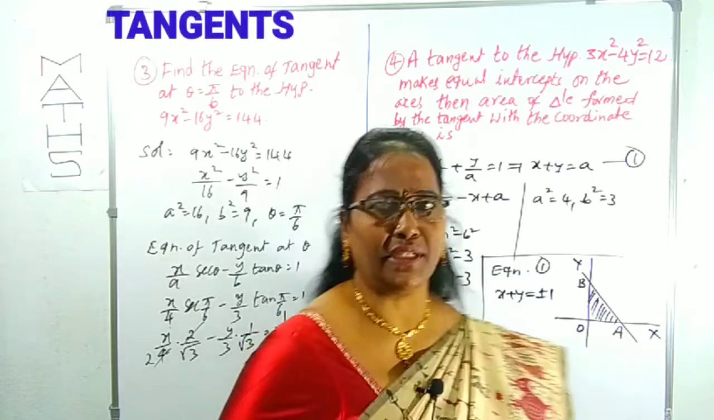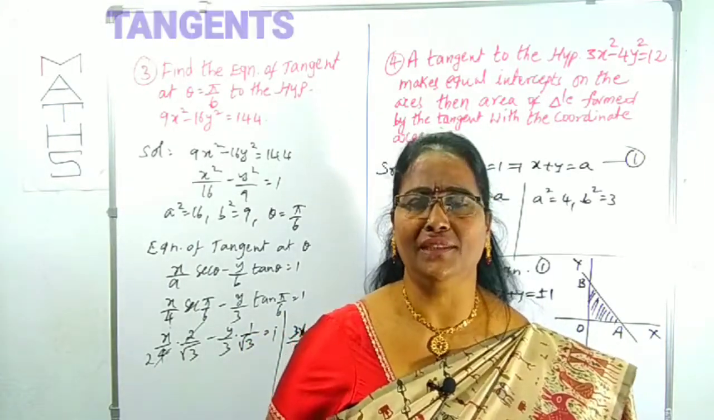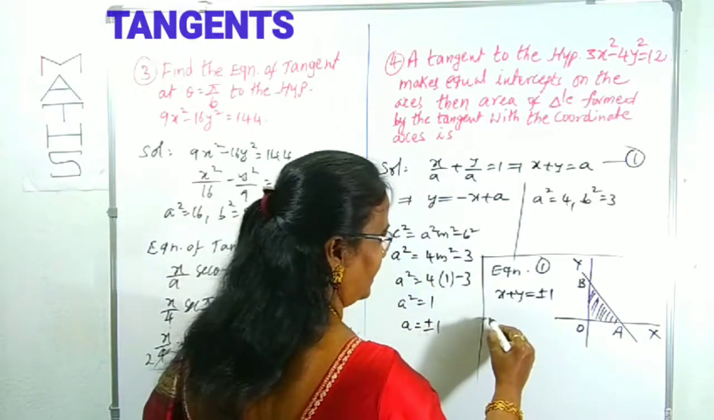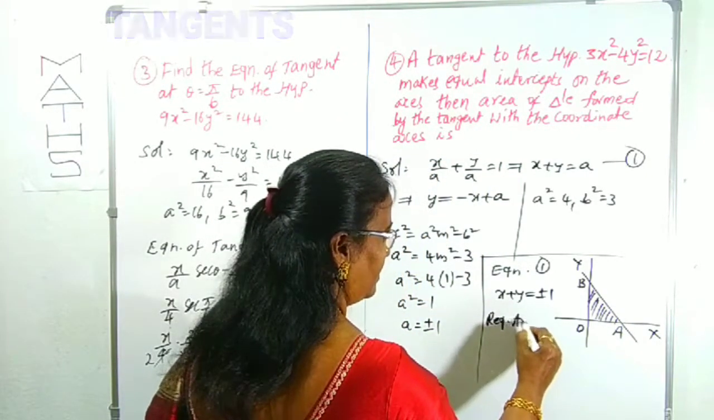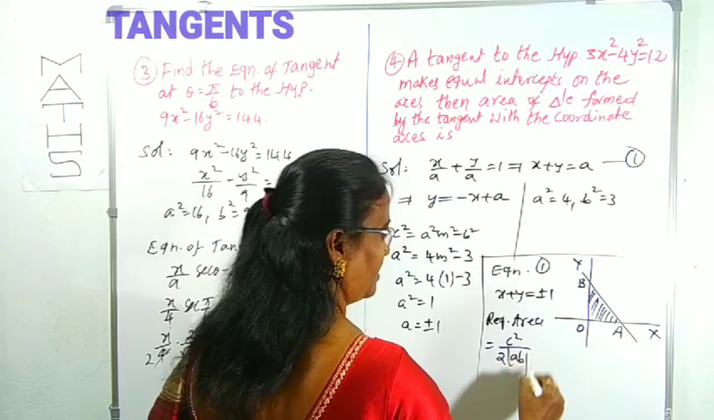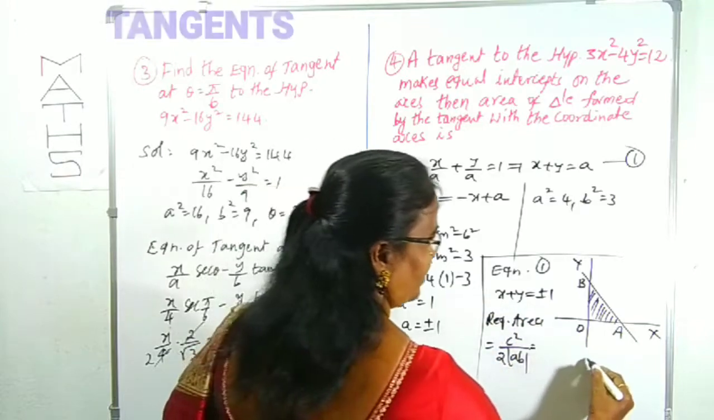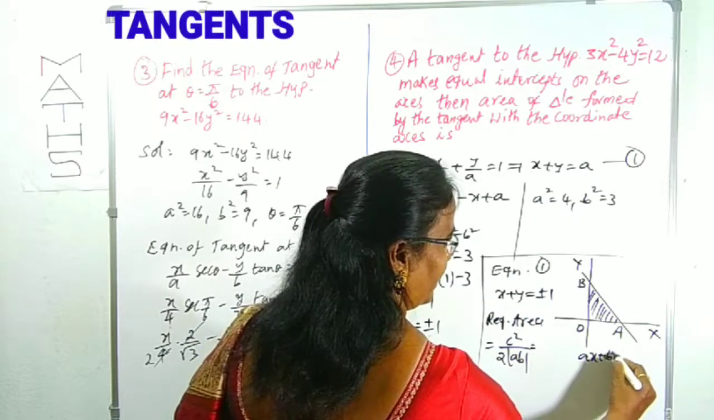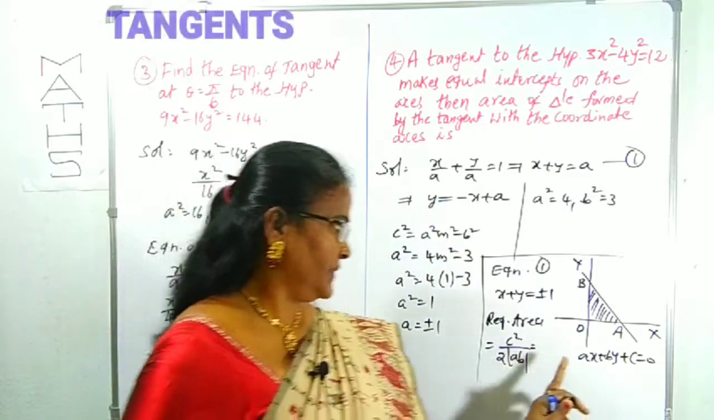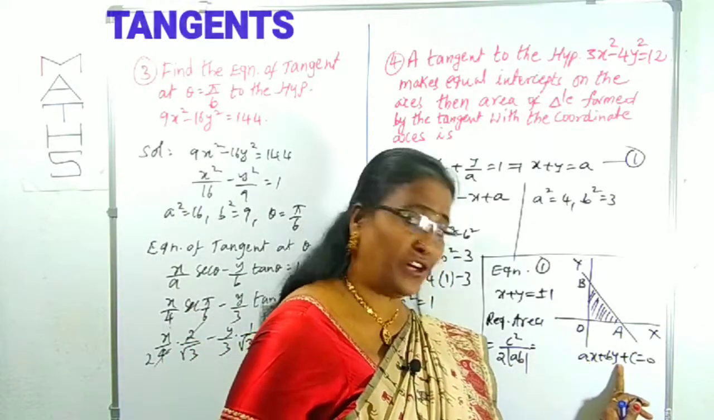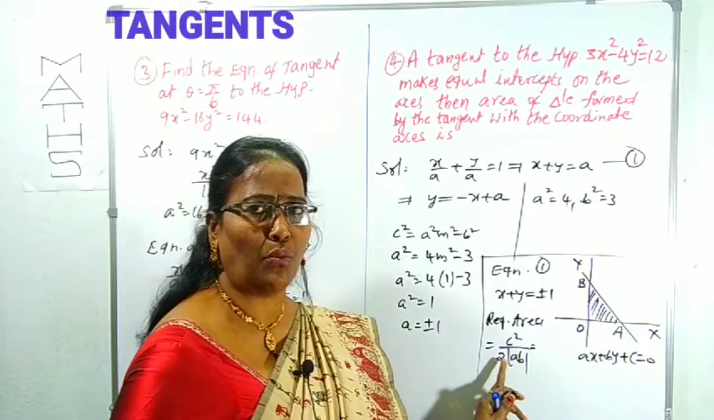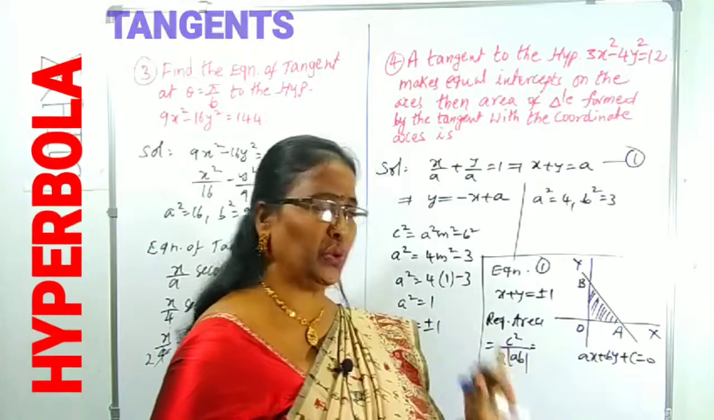This we can also get from your previous knowledge of straight lines. From straight lines, the required area is equal to C square by 2 mod AB. We can imagine this line in the form of AX plus BY plus C is equal to 0. The area formed by this line with the coordinate axes is simply C square by 2 mod AB. That is what we have to use.